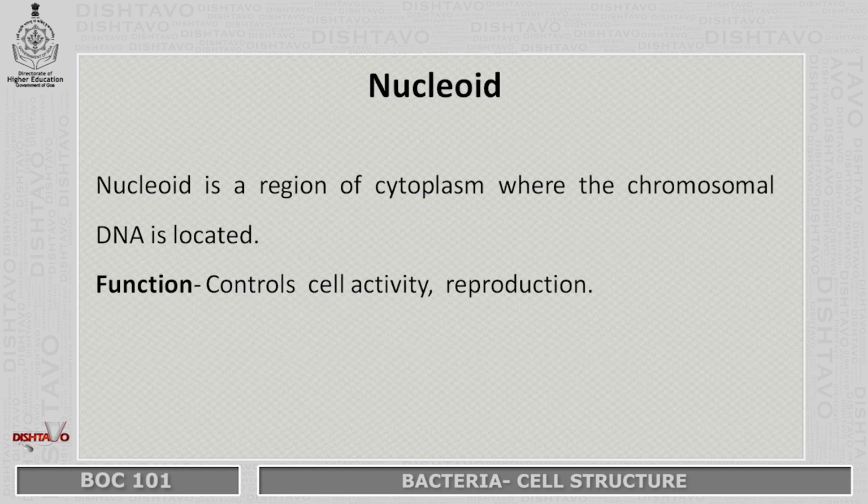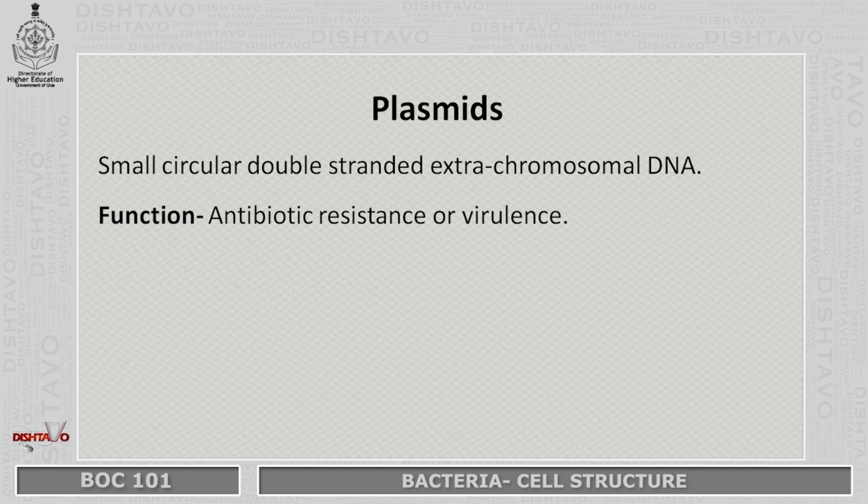Nucleoid. It is a region where chromosomal DNA is located, as there is no membrane bounding this nucleus. Its function is to control the activities of the cell, reproduction, etc. Furthermore, bacteria also possess small circular extrachromosomal DNA. These extrachromosomal DNA are naturally present and are double-stranded structures. They render the function of antibiotic resistance or virulence to the cell.